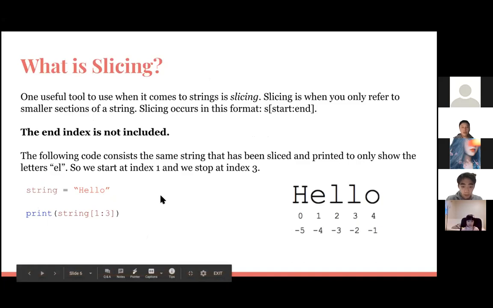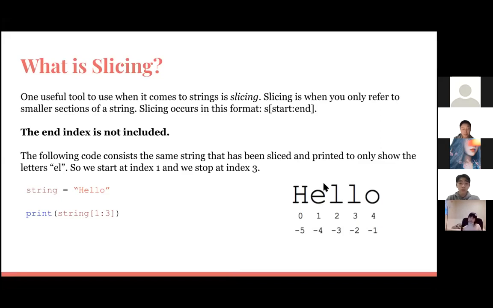Okay, so what is slicing? Slicing is a really important concept, especially when we deal with strings. It's basically the concept of manipulating strings, perhaps making a substring. So what that means is cutting a string or manipulating it so it's a bit smaller, or we're just looking at certain sections. And yeah, so slicing is when you refer to smaller sections of strings.